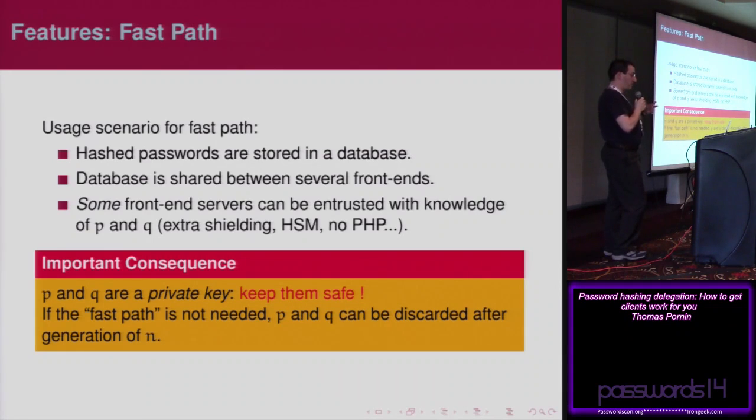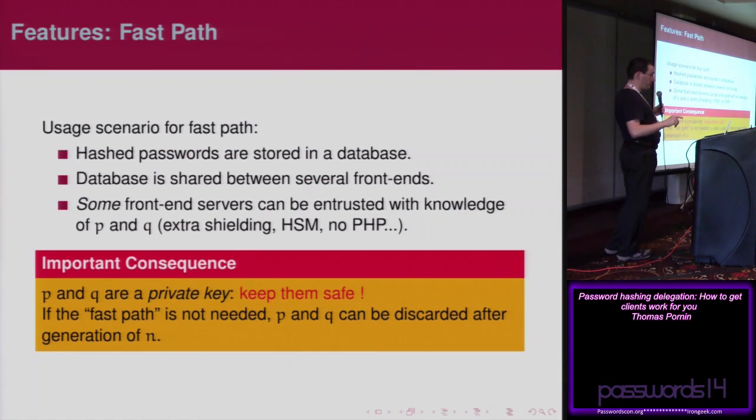Is when you have your hash password in a database and you have several front ends for several protocols which feed on the same database of hash password, and some of these front-end servers can be deemed more secure because they have a HSM for the key, or they don't run PHP or so on. They run some software which you would consider to be stronger. And in that case, it makes sense to put knowledge of the P and Q factor, which are really a private key, in this secured server, and this will be able to run things faster. That is, the hashing will be expensive, except for the defender, but it will be expensive for the attacker, and that's the nice situation that we really want.